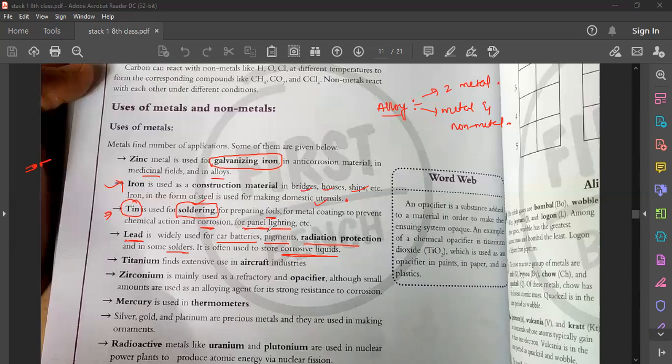The next, titanium. Where will we use titanium? In the aircraft industry, we will use titanium. Zirconium is mainly used in refractory and as an opacifier. Next, mercury, in thermometers, you know, commonly. Silver, gold, and platinum, jewelry we will use, ornaments. And radioactive elements like uranium and plutonium in the nuclear reactors we will use to provide energy for us.